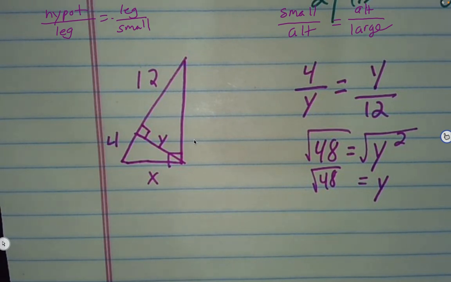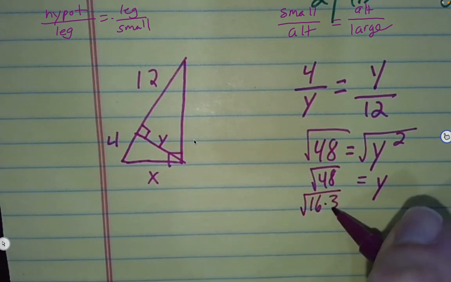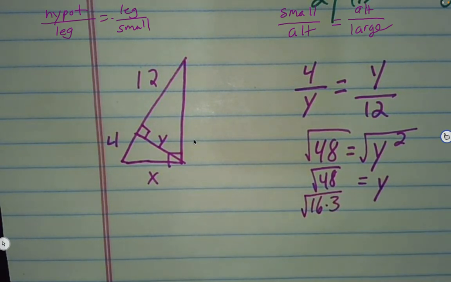2 times 2 is 4. 3 times 3 is 9. 4 times 4 is 16. 5 times 5 is 25. 6 times 6 is 36. Those are perfect squares. 12 is not a perfect square. 48 has a perfect square in it. It's 16 times 3.